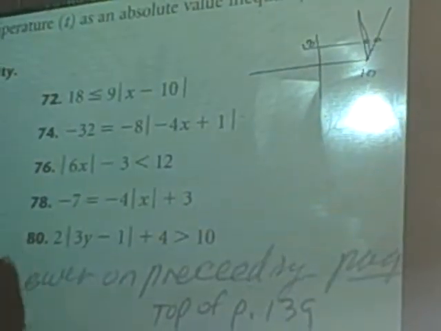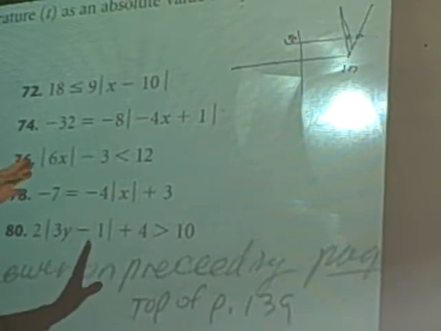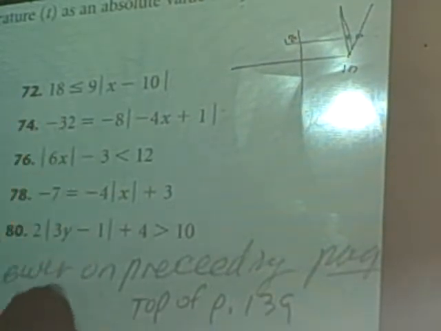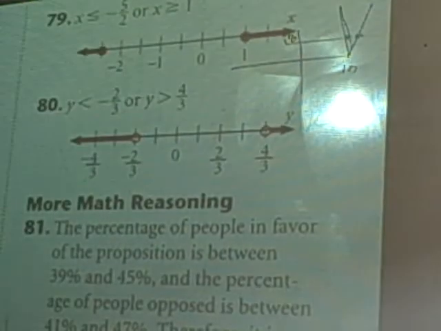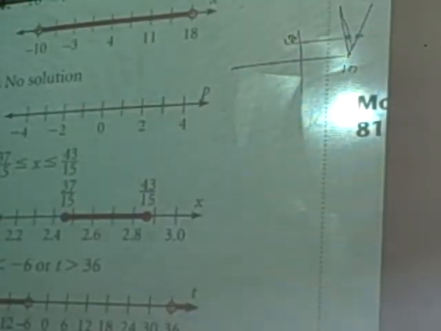Now, we're not graphing it on that. We can graph it just on a number line. Okay? And can somebody tell me what they got for number 72? Anybody? Yep, Stephen? I got x is greater than or equal to 12, or x is less than or equal to 8.